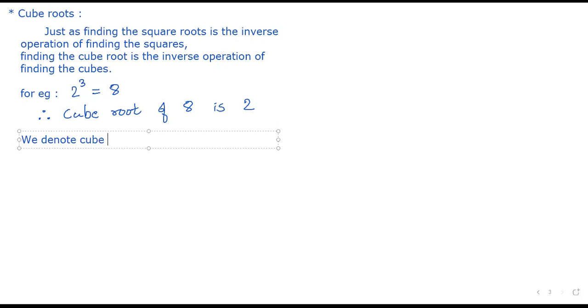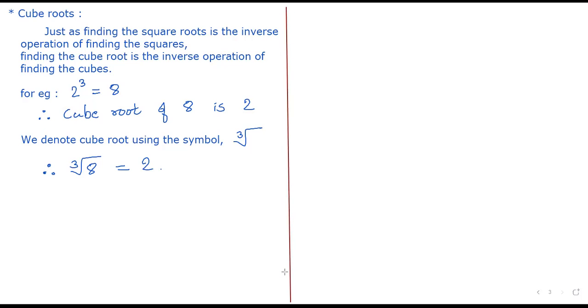We denote cube root using the symbol 3 under the root. So therefore, cube root of 8 is equal to 2. This is how we write the cube root: 3 inside the root sign, 3 inside the radical sign. Yes or no, children? Yes, sir.